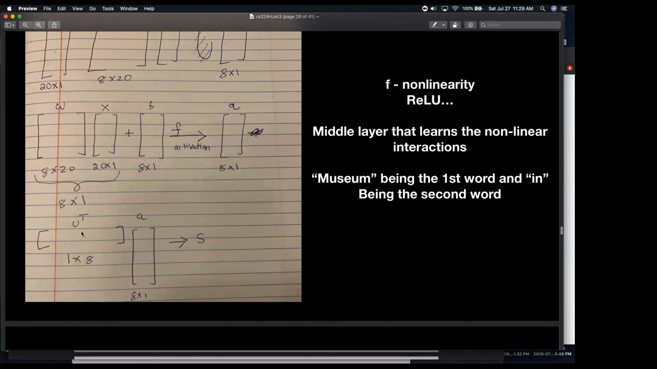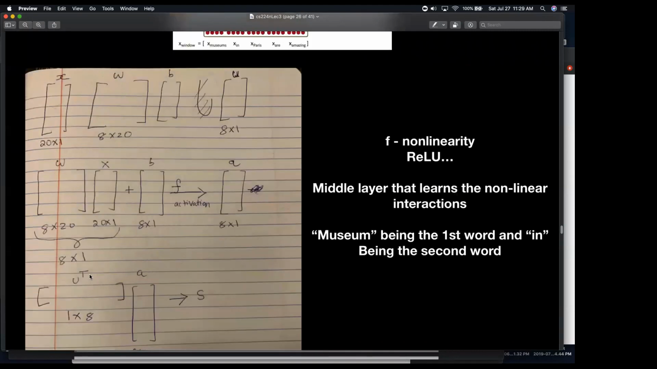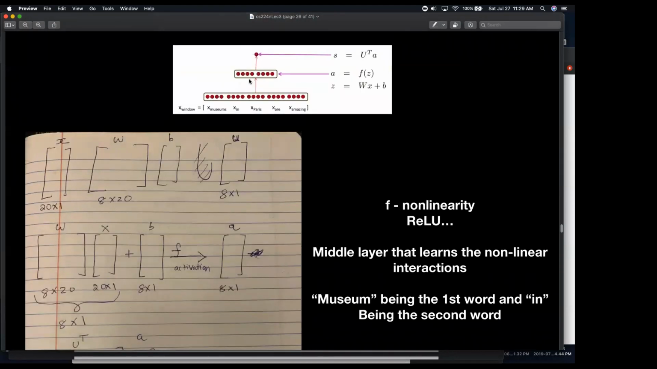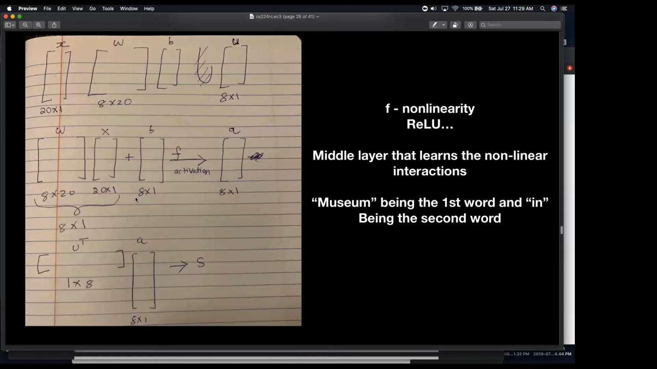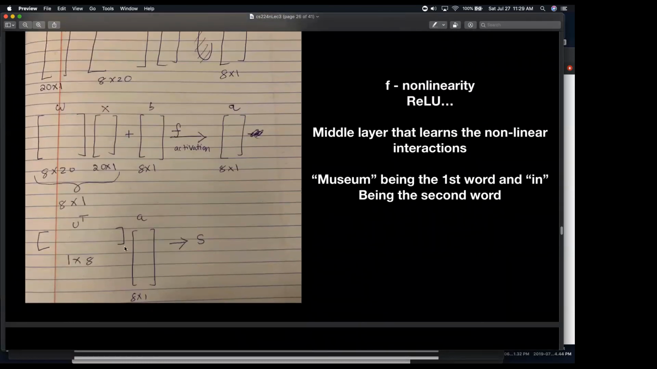I'm not extremely sure, but I think this is something that is also trained. This is the U, right? So you train that, so these weights are also updated. And then finally, when you multiply it into this 8x1 that you get, you are looking for a score, and you want this score to be high when Paris is in the center, whereas a low score when Paris is not in the center.